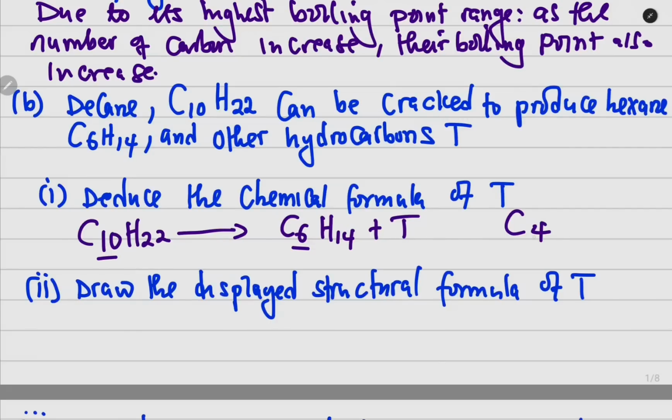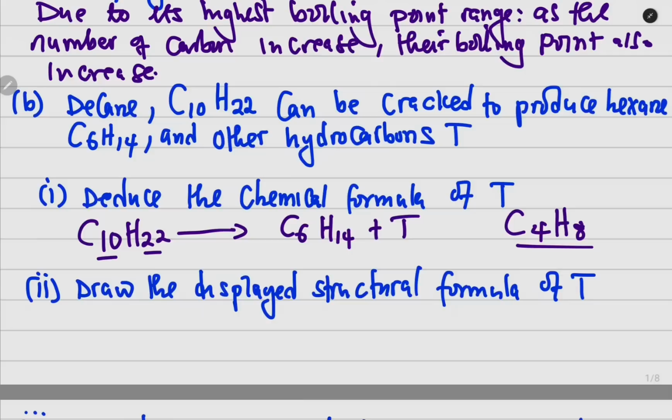So the other one will have carbon 4. Then hydrogen, if we are to subtract 14, you are going to find that it is 8. So this one is hydrocarbon T. That is the molecular formula. How do I know? So these products, if we are to add them in terms of number of carbons and number of hydrogen, should be able to give you this one back. I guess you've gotten that part.